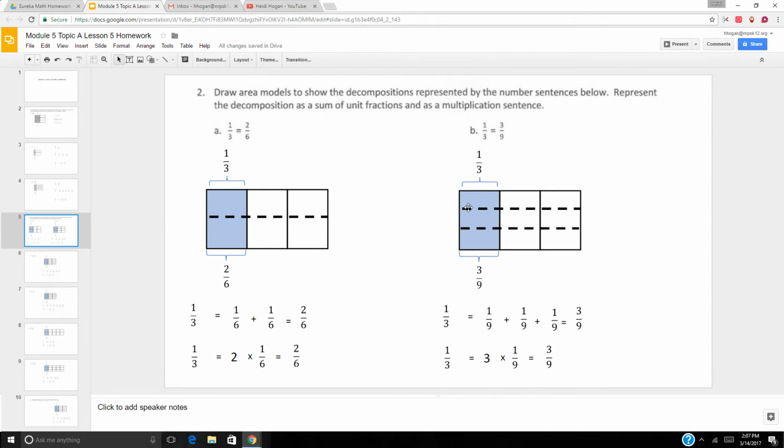Now they want us to draw the exact same tape diagram of 1/3, but decompose it into 3/9. So we need to draw 2 dash lines to make 1, 2, 3, 4, 5, 6, 7, 8, 9. So 1/3 equals 3/9. Or 1/3 equals 1/9 plus 1/9 plus 1/9, which equals 3/9. Or 1/3 equals 3 times 1/9.